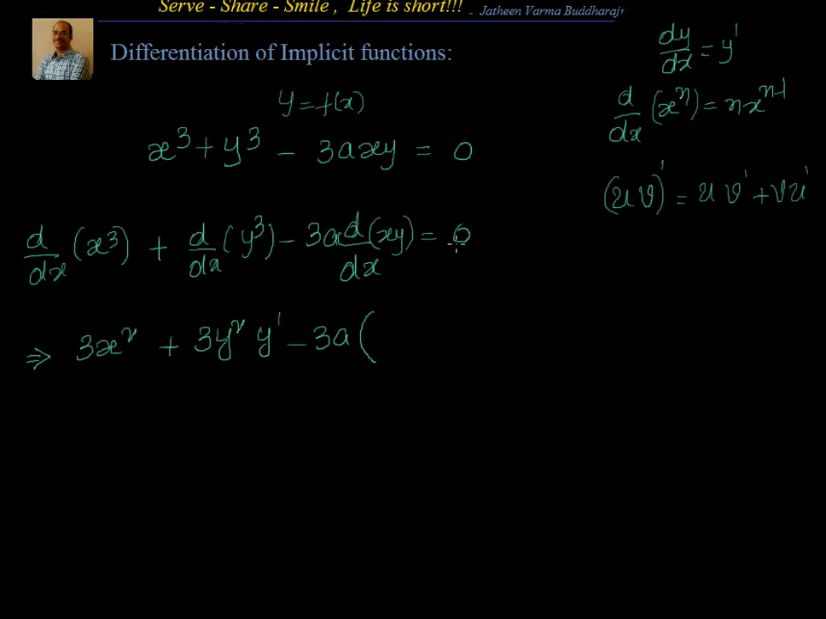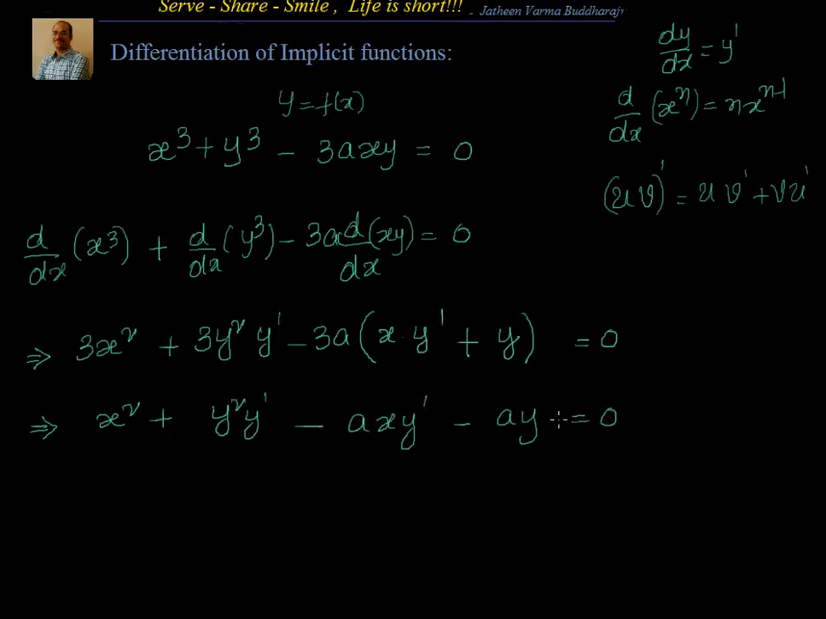So that becomes x is u, x into v dash is dy by dx, can I say y dash, plus v into u dash, v is y and u dash is dx by dx, that's equal to 1. So y into 1 equal to y. Now we can take out 3 from all the terms. I will have x square plus y square y dash minus ax y dash minus ay equal to 0.